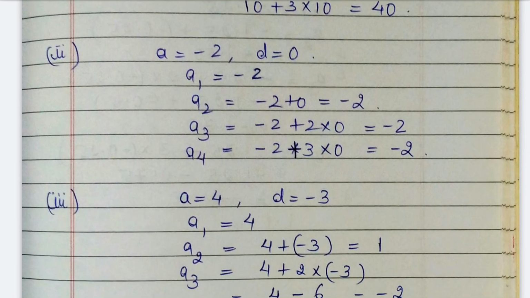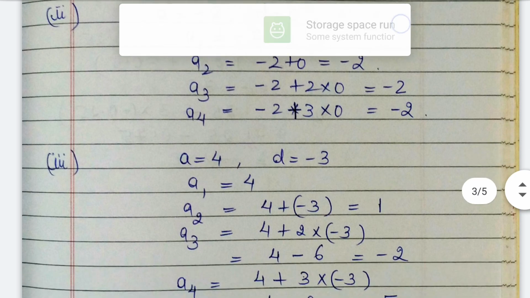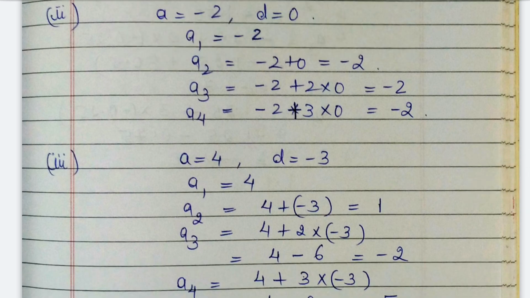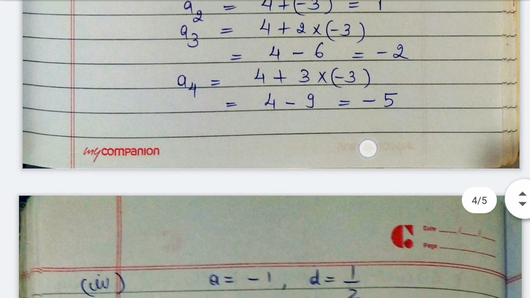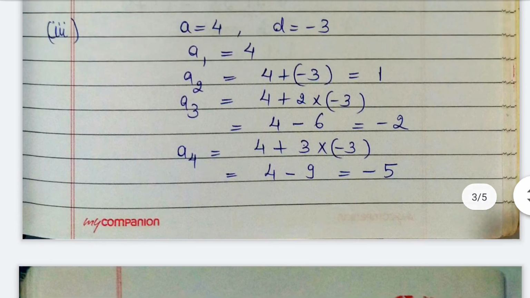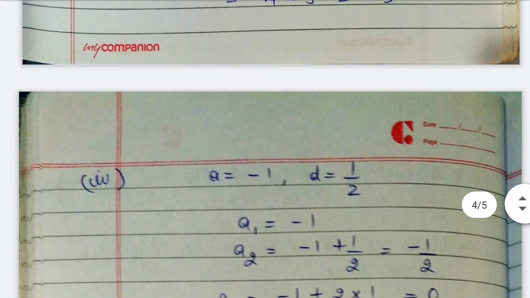Next, a is minus 2 and the common difference d is 0. If there is no common difference, then only a single term repeats, and the value here is minus 2, minus 2, minus 2 and minus 2. Right. Next, a is 4, d is minus 3. Here also we put in the formula a, a plus d, a plus 2d and a plus 3d. We get the values 4, 1, minus 2 and minus 5.